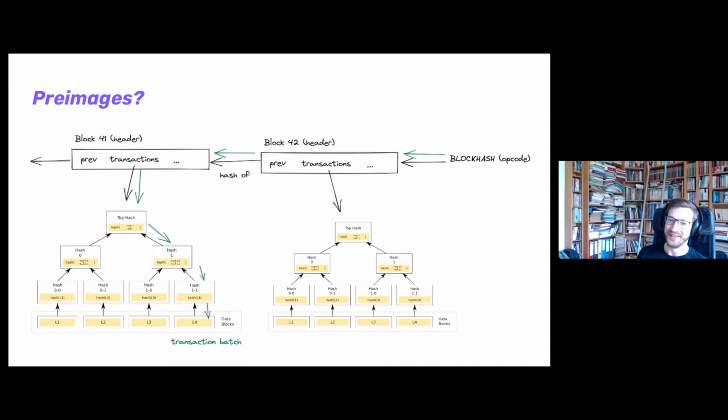Okay, this is the last slide. So if you're sweating profusely right now, don't be worried. Your suffering is almost over. I just want to illustrate this idea of the pre-image oracle because it's very difficult.